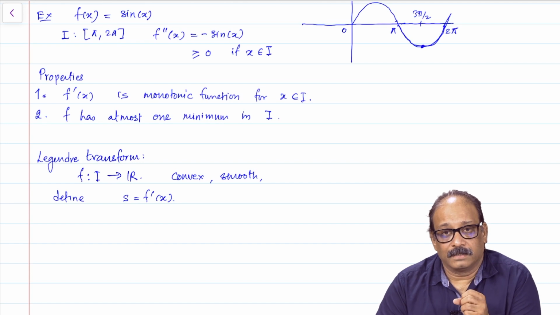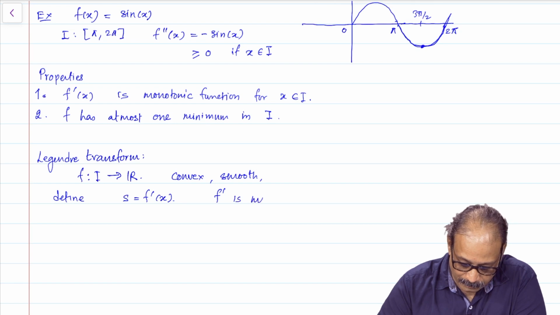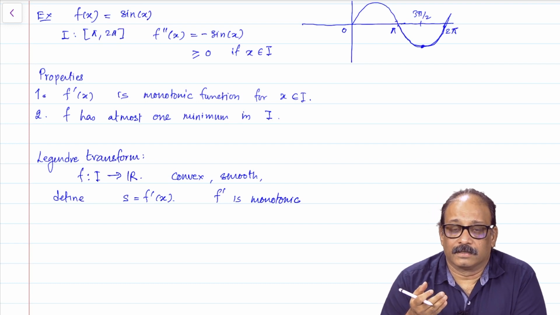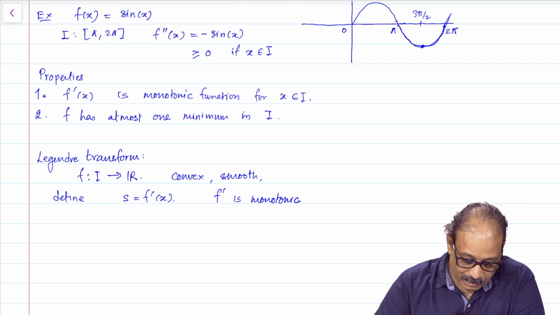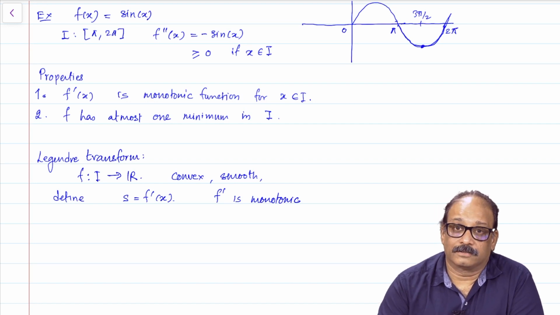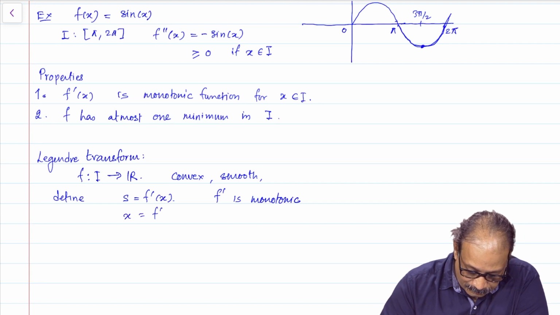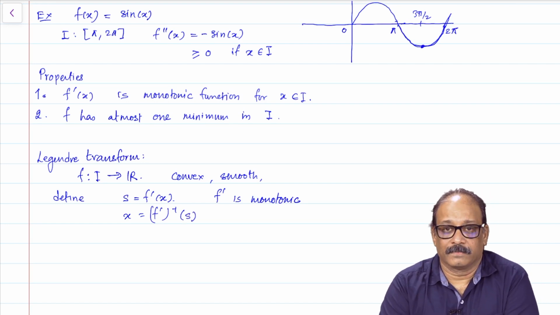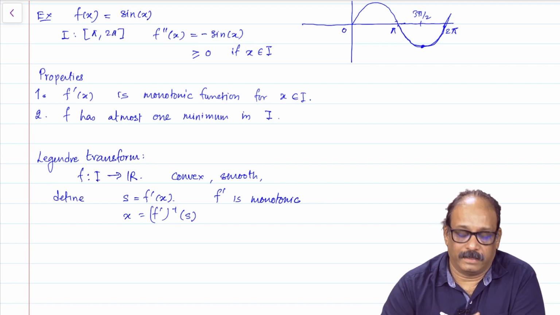And is it well defined? Yes, of course, because remember f prime is monotonic and because it is monotonic, its inverse exists, which means given x I can get s of course through this uniquely, and it is also invertible. So, I can also write x as f prime inverse evaluated at s. Okay. So, this is a one to one correspondence between x variable and s variable.